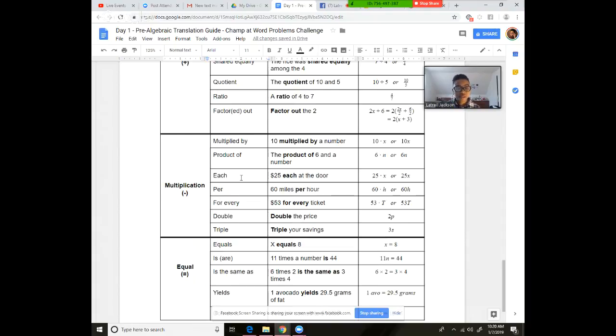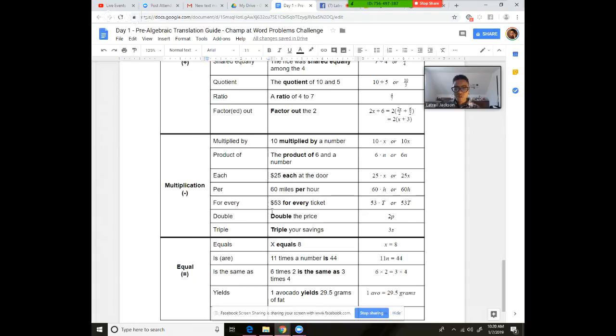"Each" is another multiplication word. For each, you can say $25 each at the door. So you're going to an event and you can pay ahead of time, or once you get to the event, it's $25 each. However many people come, each one of those people had to pay $25. And X will represent the number of people, because the event planner doesn't know how many people are going to be coming to the event. However many people come, they're paying $25 each. So that's a multiplication word.